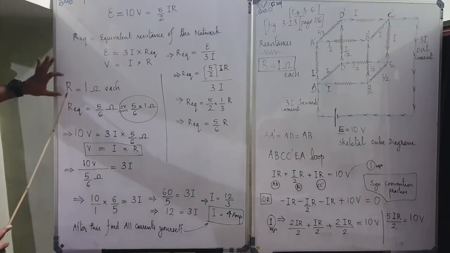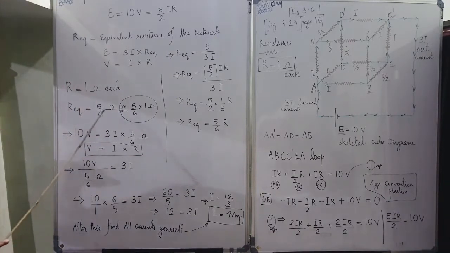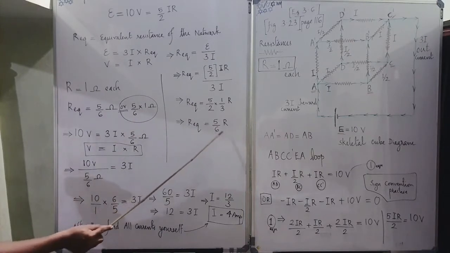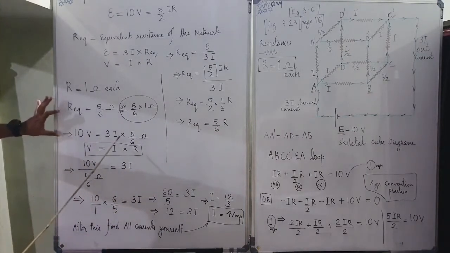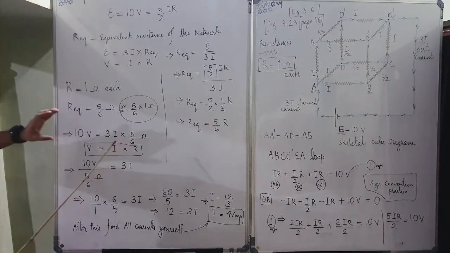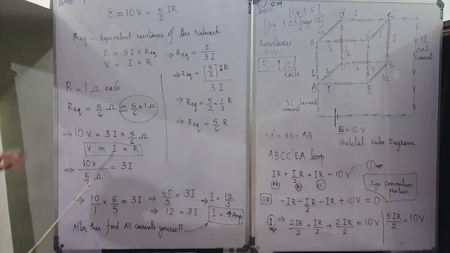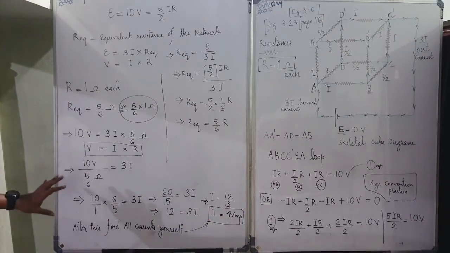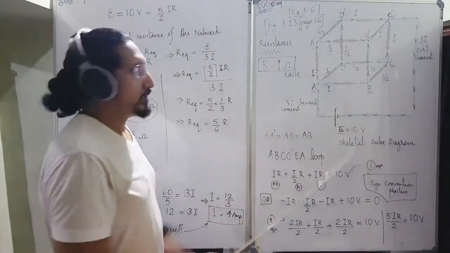So here the resistance is 1 ohm each, so that resistance is multiplied over here. That means 5 by 6 into 1 ohm. That means 10 volt is equal to 3I into 5 by 6 ohm. This is over here. That means the voltage is equal to current into resistance. Always look into the similarity of the fundamental equations we have. Here we want to find the current, no? So simplifying this equation, 10 volt divided by 5 by 6, the whole thing goes into the denominator. 10 by 1 into 6 by 5, that is 3I. 60 by 5 is equal to 12, so 12 is equal to 3I. And I is equal to 12 by 3, that is 4 ampere. So after this, you find all the currents yourself in this diagram. This is finished. Practice well.